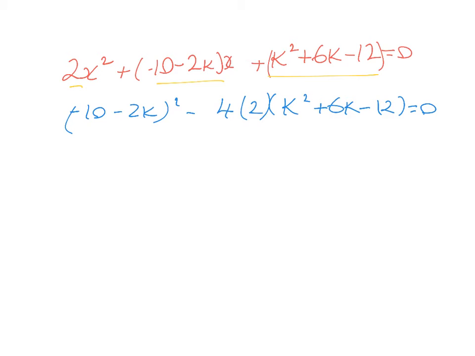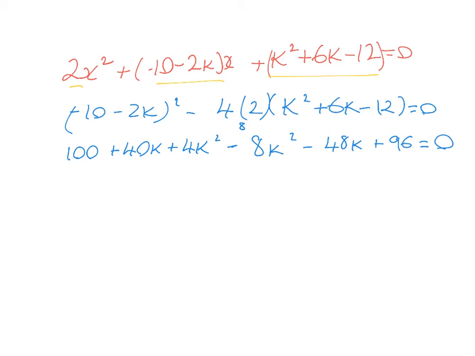So again, we need to expand and simplify this. So expanding your first bracket, 100 plus 40k plus 4k squared. I'm just going to write that as 8 because I know 4 times 2 is 8. So we're going to have minus, careful of that minus, 8k squared minus 48k plus, negative times negative, 96. It's going to be things like that that catch you out, if anything.